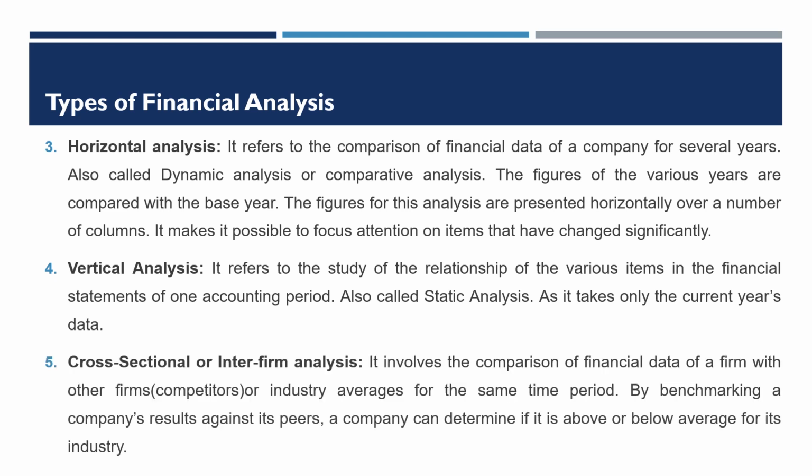The next one is cross-sectional or inter-firm analysis. It involves the comparison of financial data of a firm with other firms, competitors, or industry averages for the same time period. By benchmarking a company's results against its peers, a company can determine if it is above or below the average. It can then work to address its weaknesses or exploit its strengths.